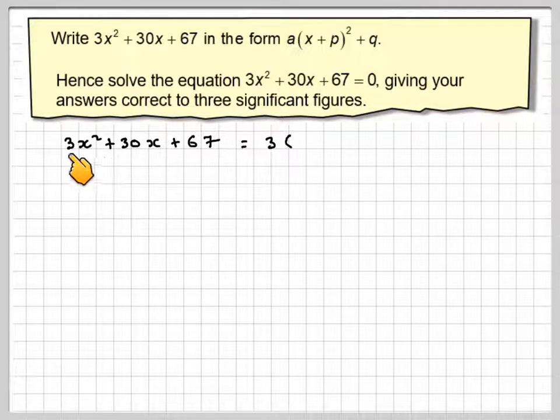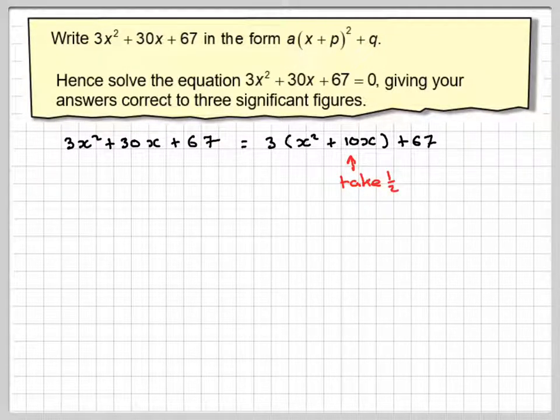So first of all, what we do, we always take out a 3. And then we've got x² + 10x when we do that, plus 67. And then we look at this number here, we take half. Okay, so we get 3(x + 5)². Half of 10 is 5, all squared.